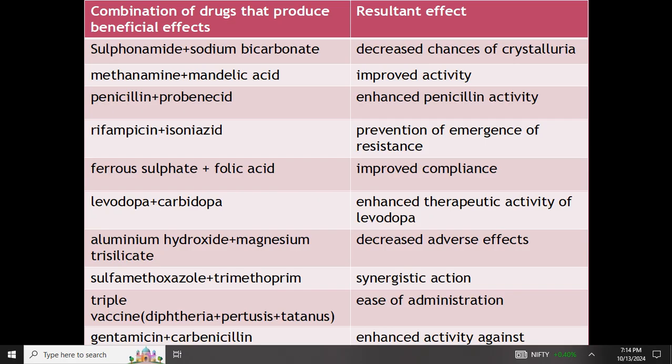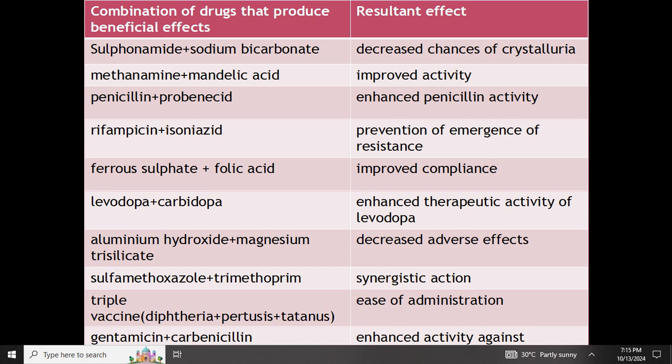And ferrous sulfate, when given along with folic acid, can give a result of improved compliance. So patient medication adherence will be improved. Levodopa plus carbidopa, the resultant effect is enhanced therapeutic activity of levodopa. Aluminum hydroxide plus magnesium trisilicate, there will be decreased adverse effects. Sulfamethoxazole, when given along with trimethoprim, there will be synergistic action. So increased effect of sulfamethoxazole plus trimethoprim will be there.